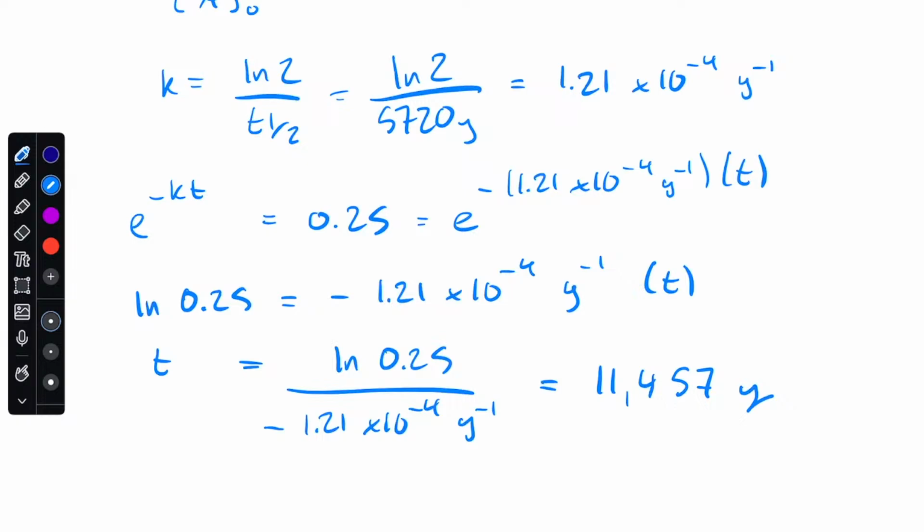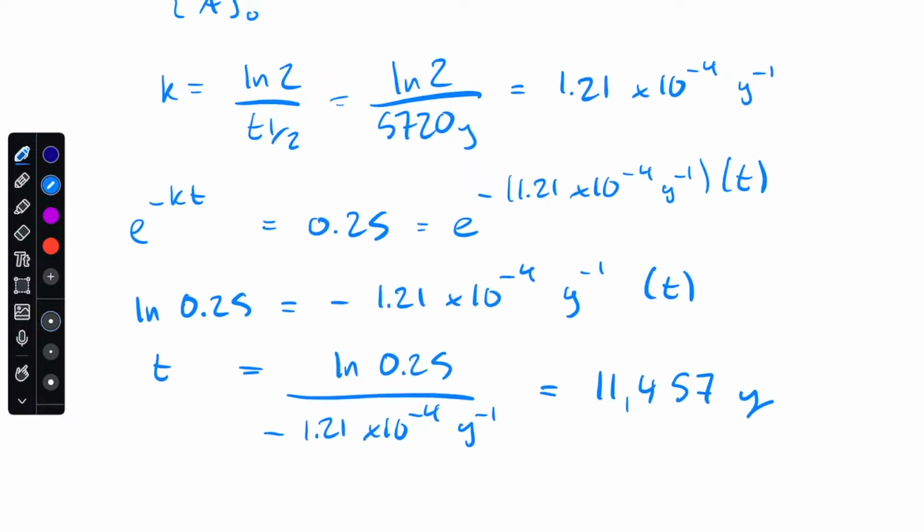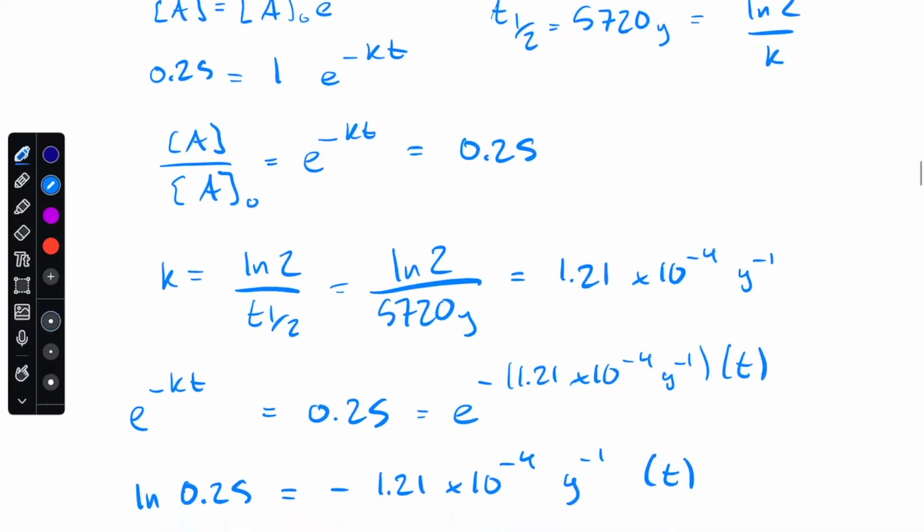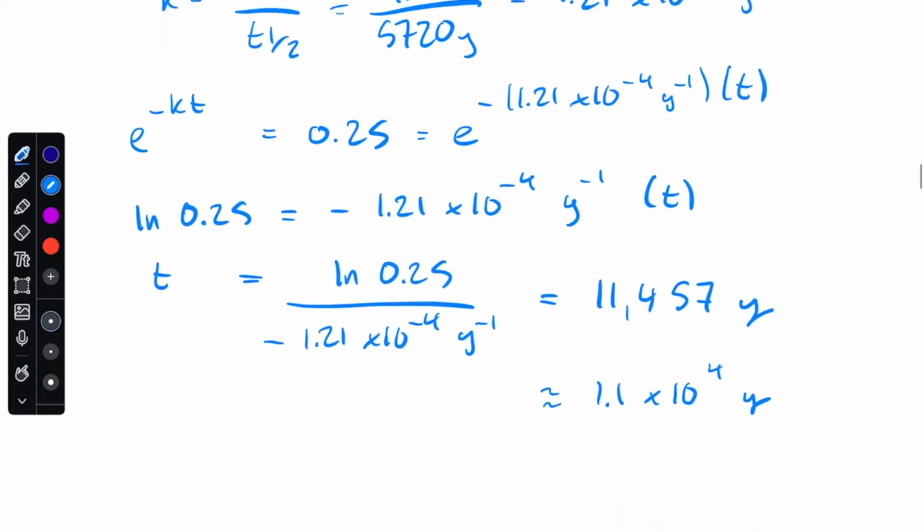1.457 times 10 to the 4th years, which is way more sig figs than you could ever actually get from a method like this. So I'm going to just say that that's 1.1 times 10 to the 4th years. Okay? Scroll up. The 0.25 comes from the fact that 75% has decomposed, so 25% is still remaining. And so 25% is the 0.25.